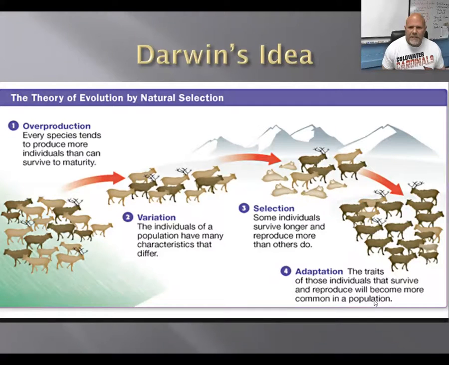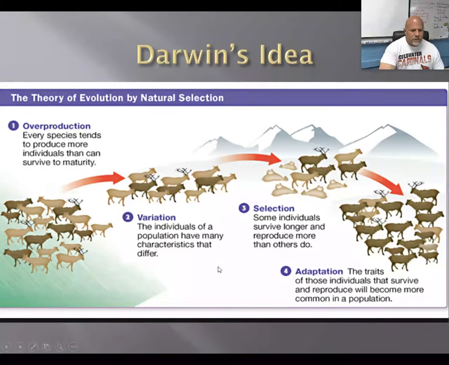Welcome to AP Biology. Today's presentation is going to be on the mechanism for natural selection. Natural selection was an idea that Darwin came up with a couple hundred years ago. Basically, what he said was that species have the potential to overproduce. In other words, they produce way more individuals than can actually survive.